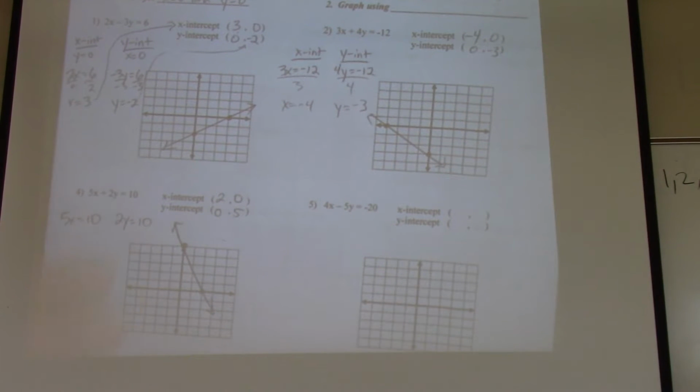How are we doing? How many people got that one right? Okay, good. Let's go to the next one. You guys tell me, what's my x-intercept? (-5, 0). And my y-intercept? (0, 4). And again, look, I don't even have to write stuff down.